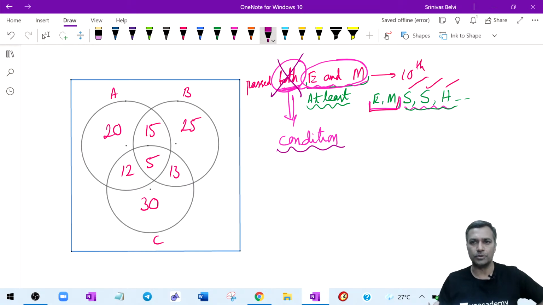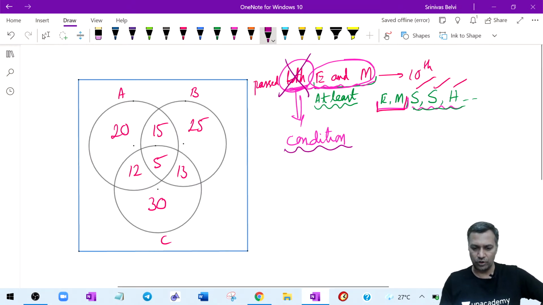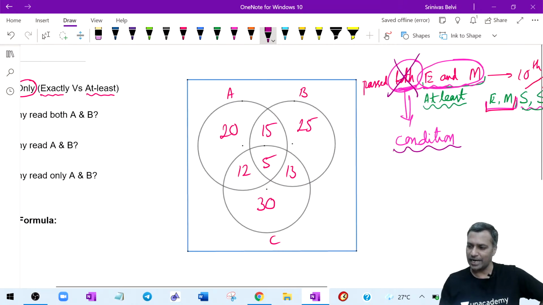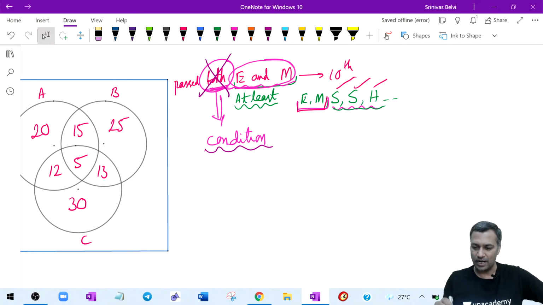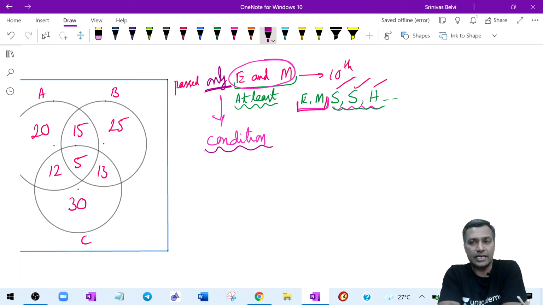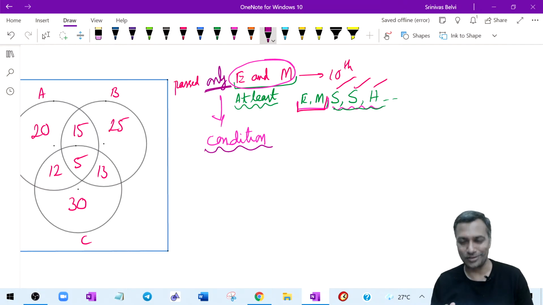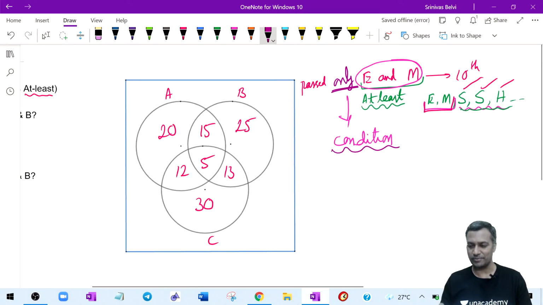Okay, good. All right, so let me come back to this. My understanding is done. Let me ask one last question. How many of you passed only English and maths? Only these two subjects. In 10th standard, only these two subjects you passed. See, no answer. Correct. No, you didn't, because you passed many other subjects as well.